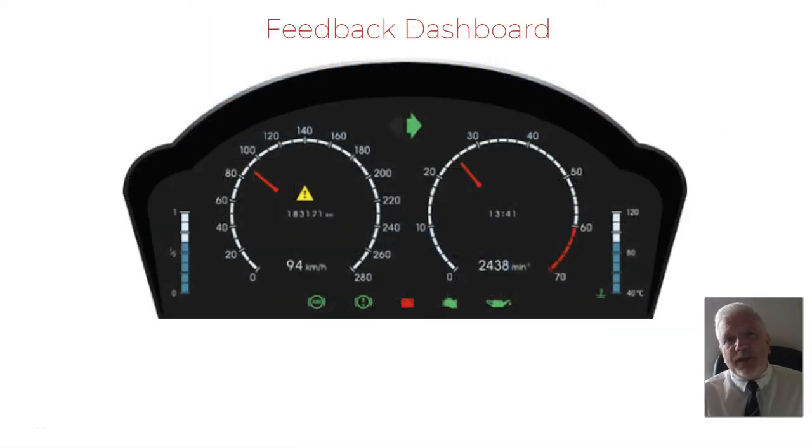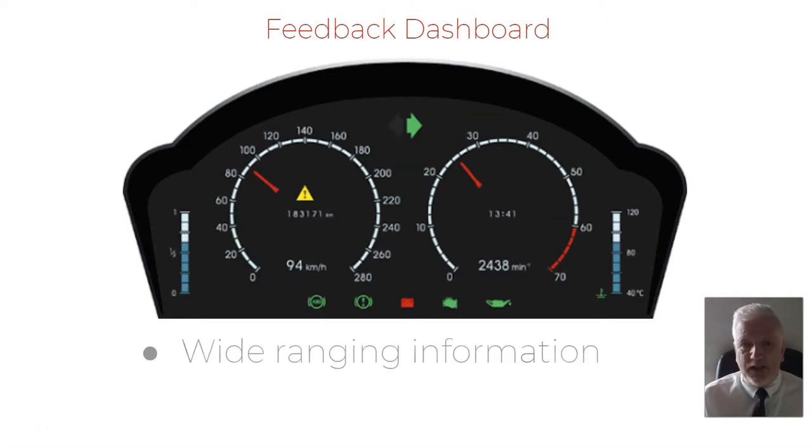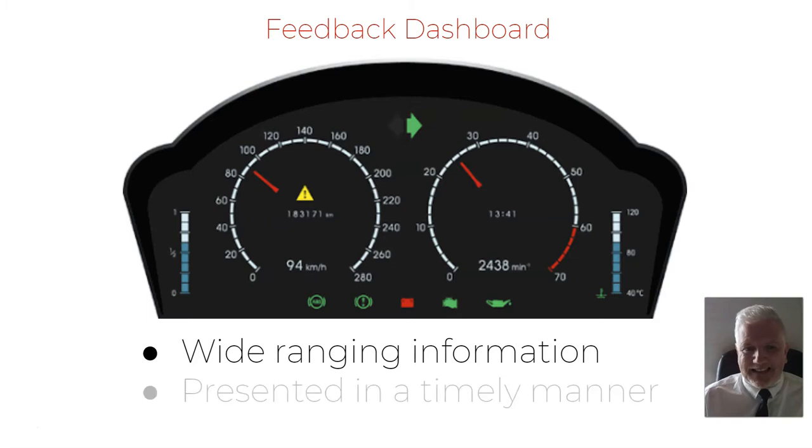In fact, I'm going to offer this analogy. I think this is a useful analogy for us to bear in mind when it comes to this, and it's a dashboard. Now, what does a dashboard tell us? The dashboard gives immediate feedback across a whole range of different information about what's happening in the car. It's wide-ranging and it is presented in a timely manner.